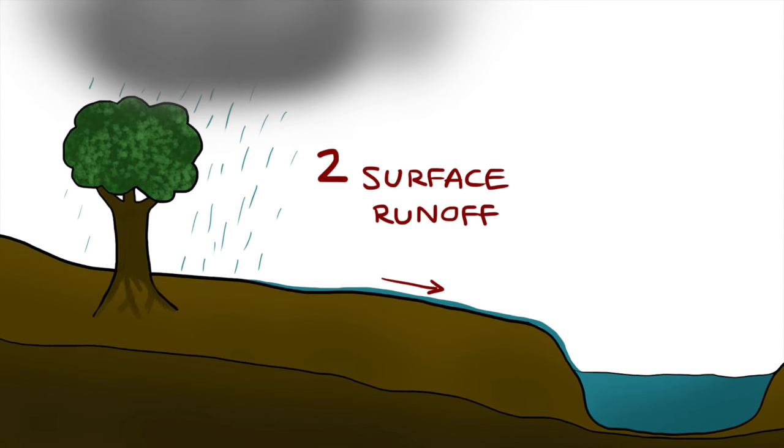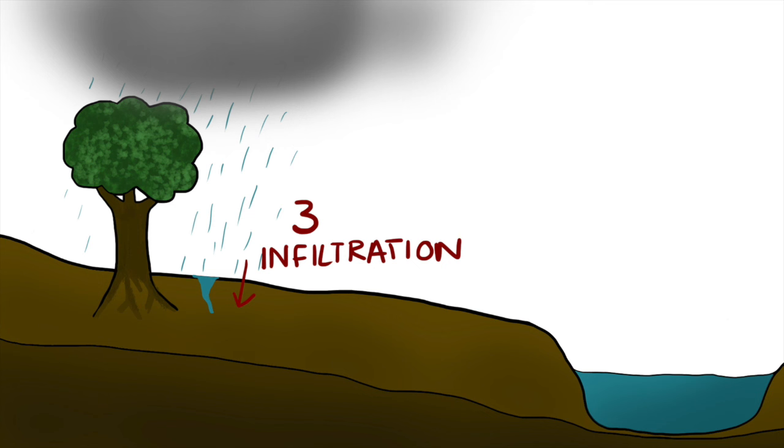Second, we've got surface runoff, or overland flow. Pretty self-explanatory, just any water flowing over the land where it can't infiltrate. Infiltration being the next flow, where water soaks into the soil. The rate at which infiltration occurs, however, can be affected by soil type and saturation.